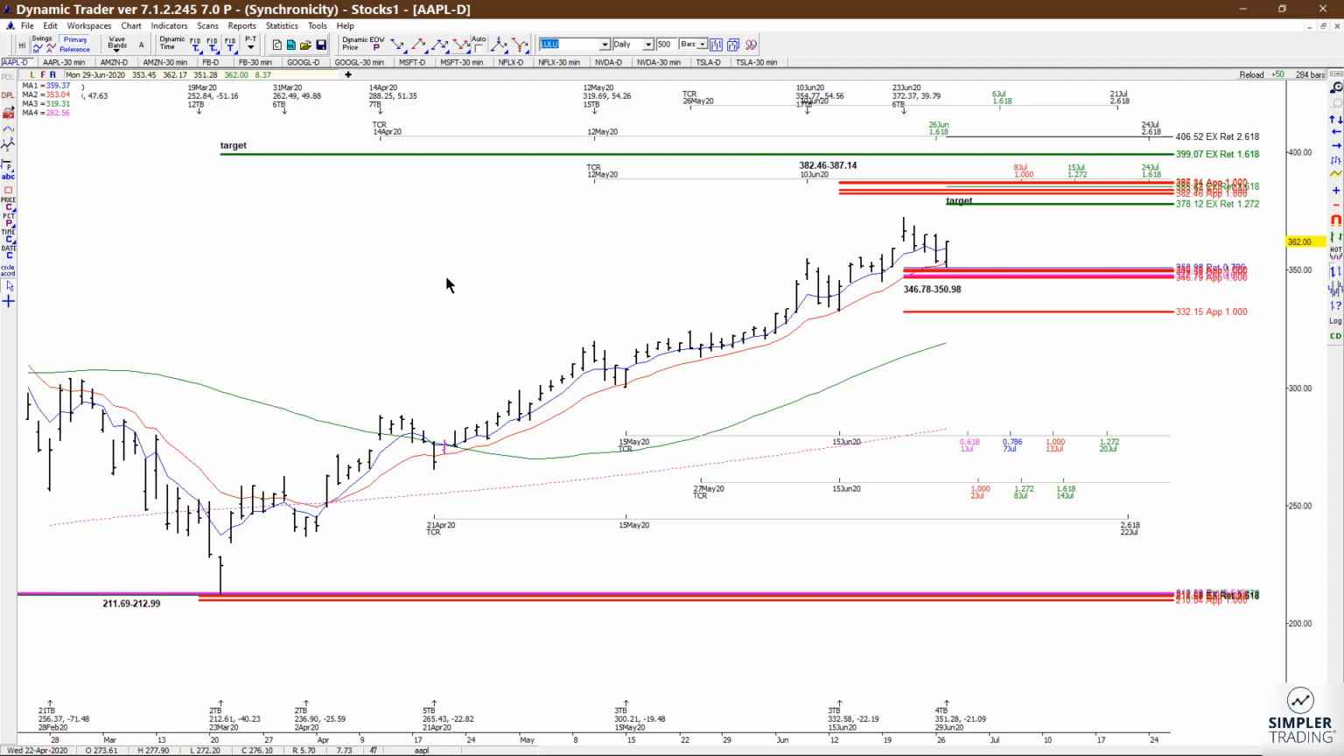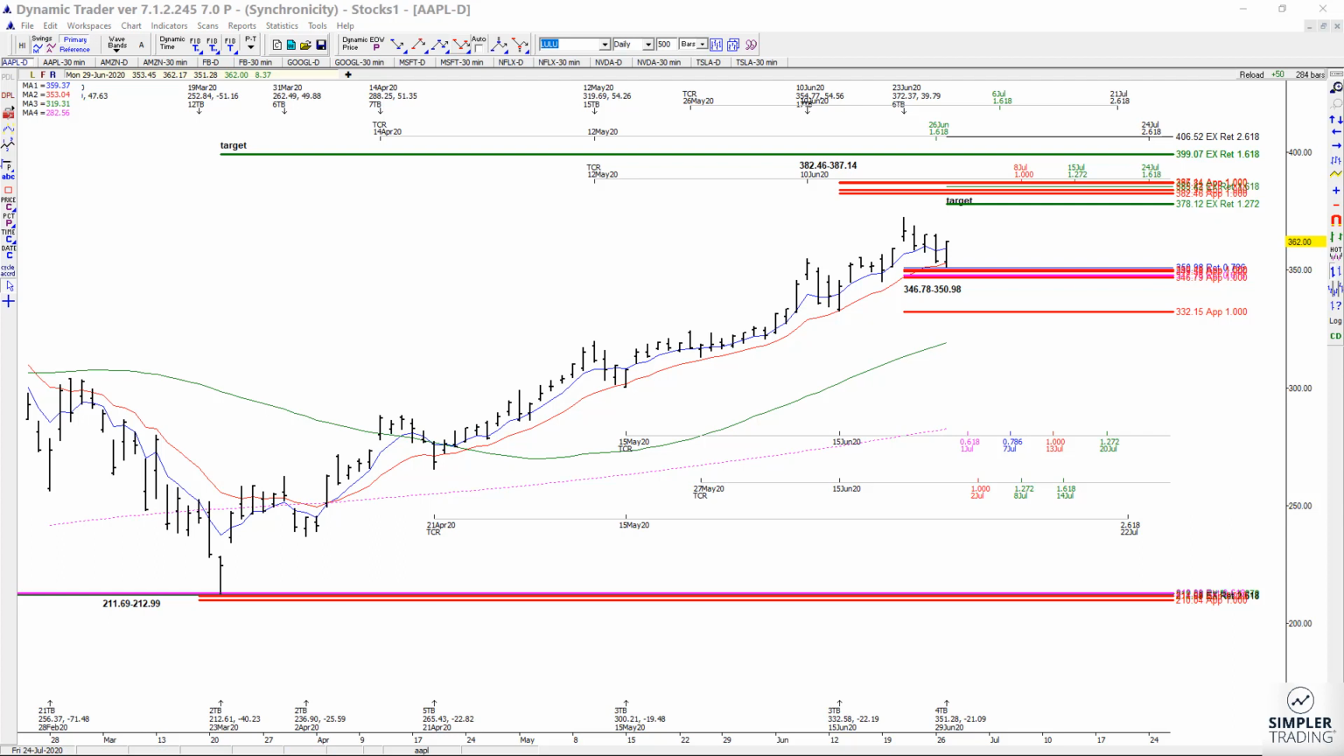Now, the way you make money with this work is setup plus trigger equals trade entry, and then you manage it. This is the setup. Okay. The trigger is typically an 8/34 EMA crossover on a lower time frame chart.